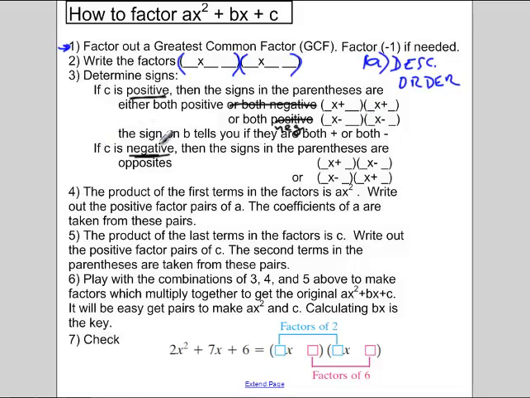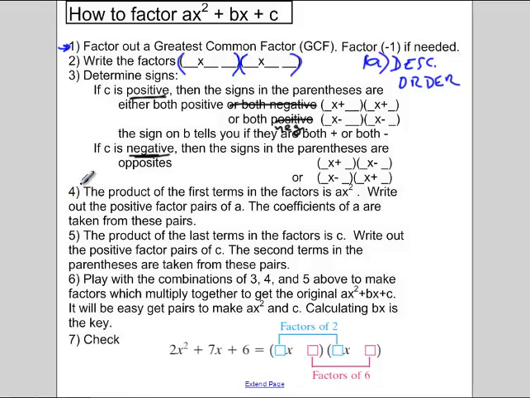All right, if C is negative, if this number is negative, and don't worry about this, we'll go through a lot of examples soon. But if C is negative, then the signs in the parentheses are opposite. So if this number is negative, then these two numbers multiplied together give me C. So either it's going to be positive times a negative, which will give me a negative if C is negative, or a negative times a positive would give me a negative as well. And that's only if C is negative. So if C is negative, then these are opposite signs for these two numbers that we're going to factor out. So this step 3 is not new for section 6.3.